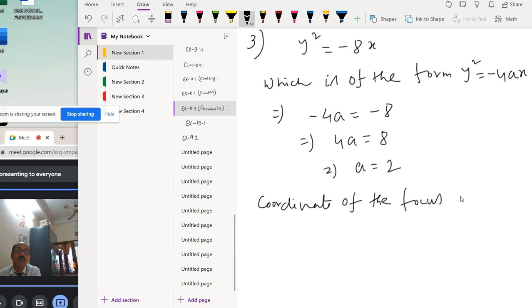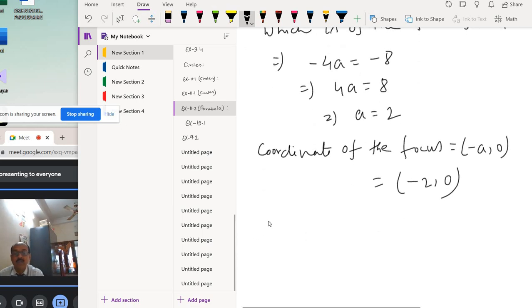The focus is on the left side of the x-axis: minus a comma 0. Since a equal to 2, it is minus 2 comma 0, because the axis is the x-axis and the focus lies on the left side.